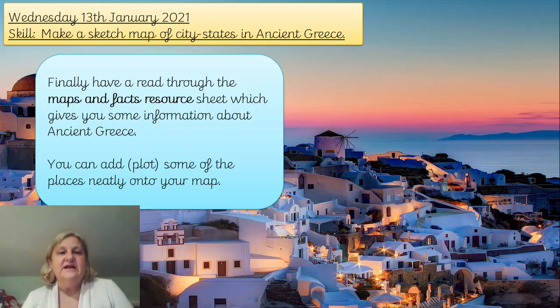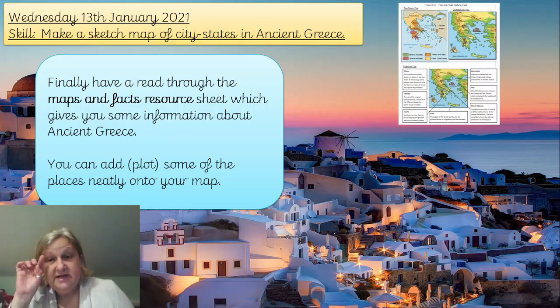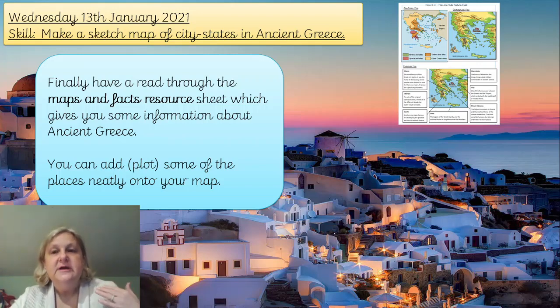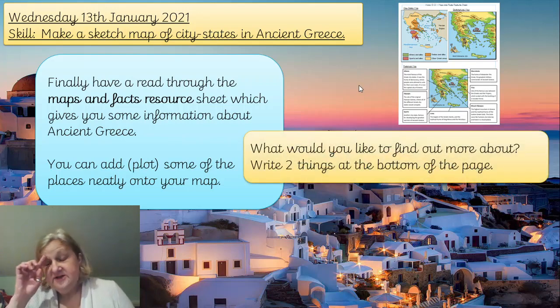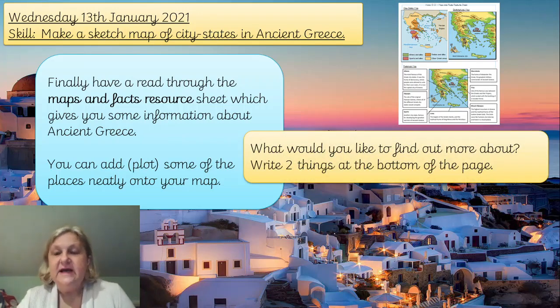Okay, finally have a read through the maps facts resource sheet, which is this little one here. I've put both of those on for you to have a look at, so you don't have to keep the video open. If you want to print that out, you can. It's got some good information about the history of the city-states and the different areas on there, and you can plot some of those places neatly on your maps as well.